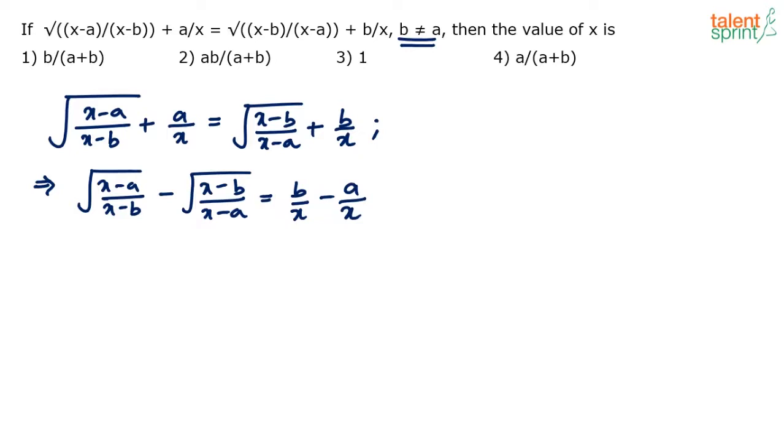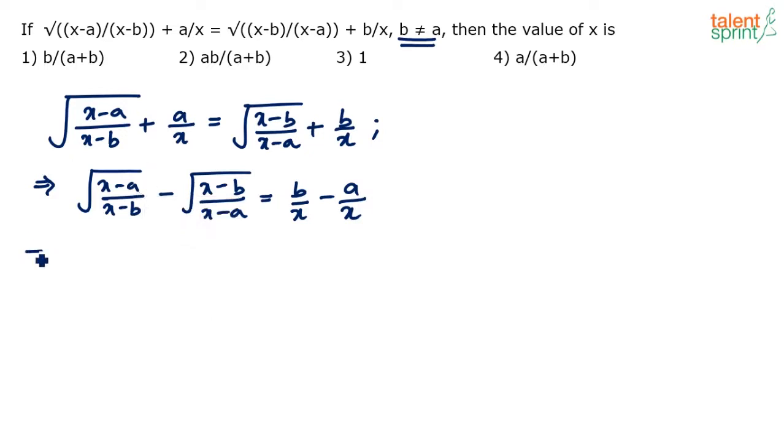Now, to make it simpler, the right hand side is very easy, b minus a by x, but the left hand side is complex. I mean, the LCM comes out to be root over x minus b into x minus a, and then cross multiplication, all that would be confusing. Instead, maybe we do one thing. In the first term here, let's multiply both numerator and denominator by x minus a.